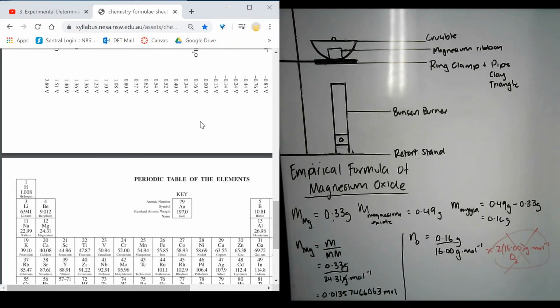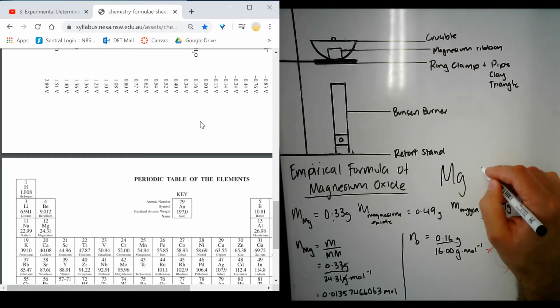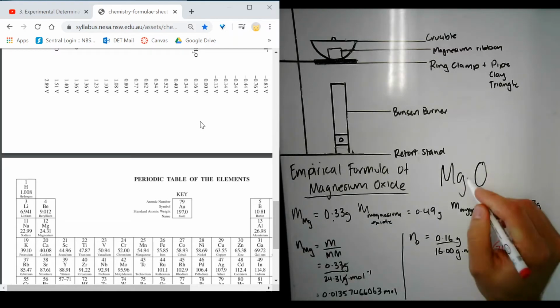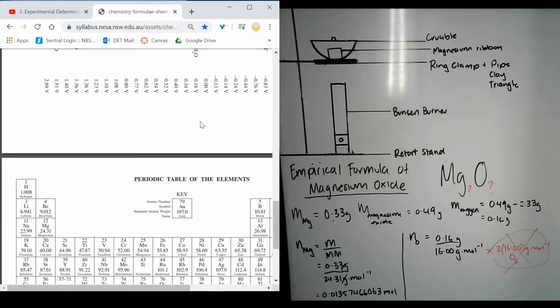We're not talking about O2 here. Of course it reacts as O2, but just to remind you, what we're looking for is the ratio between magnesium and oxygen in magnesium oxide. So what's this number and what's this number here? Is it a 1-to-1? Is it a 1-to-2? We don't know. So we're not looking at oxygen molecules. We don't really care about that for now. If I do 0.16 divided by 16, I get 0.01 exactly, and once again, that's in moles.